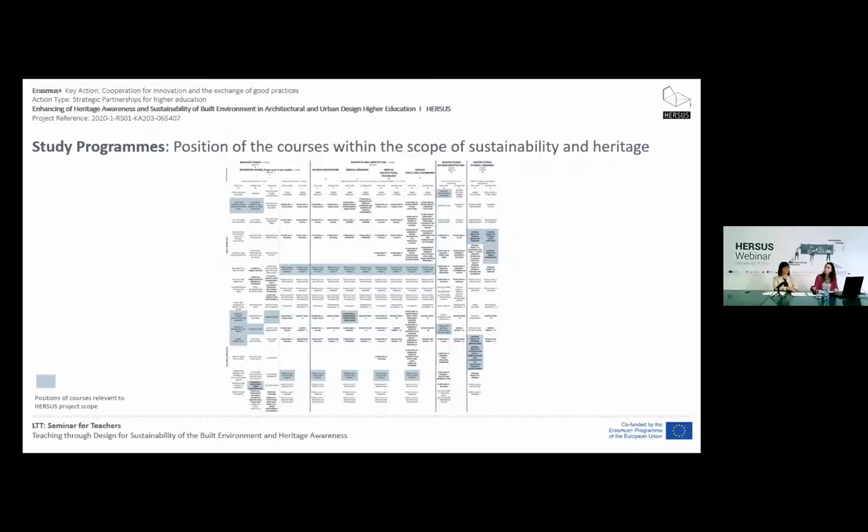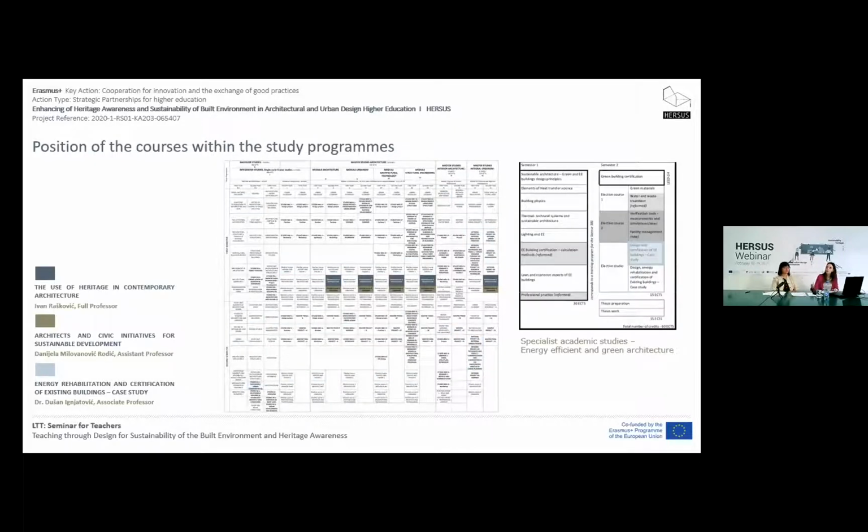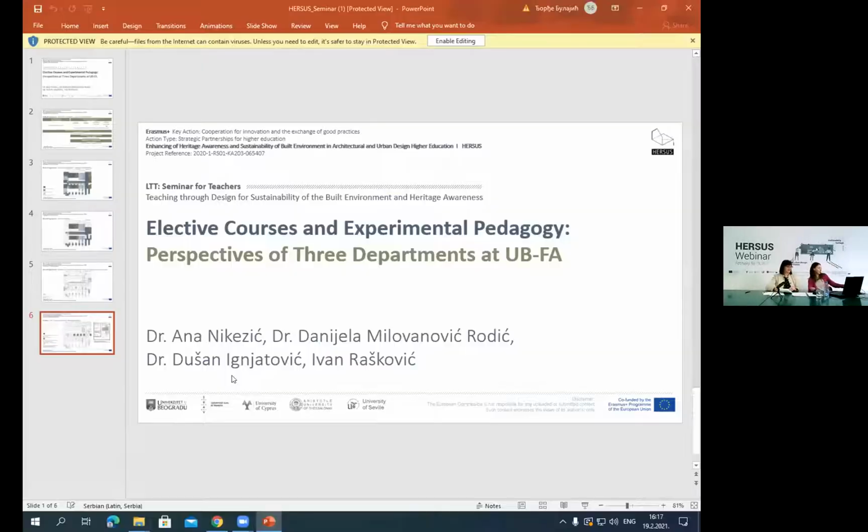So I will now present, and so you can see here, these dotted spaces are the places where our authors of the courses and our presenters will show their positions in the whole study program at the University of Belgrade Faculty of Architecture. So now, Jelena, I will leave you with the other authors.